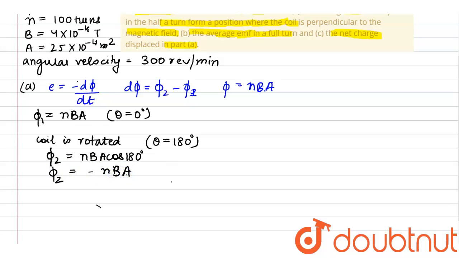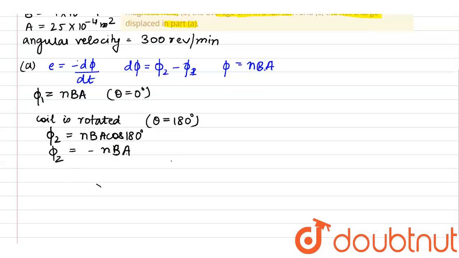We have phi 1 and phi 2, so we can find d phi basically. So d phi for this case is going to be phi 2 minus phi 1 as the formula says, and the value is going to be minus minus of both, so it's going to be minus 2NBA. This is the value of d phi that we have.